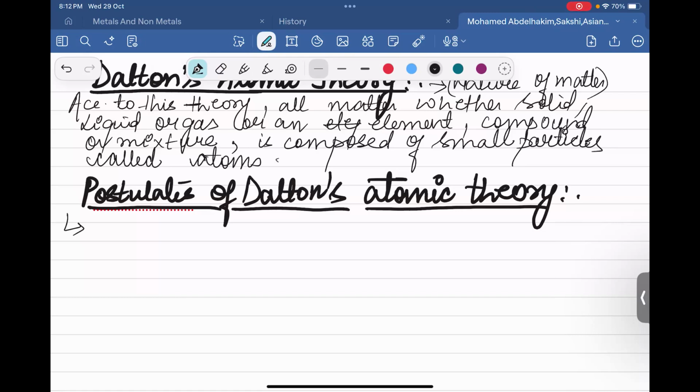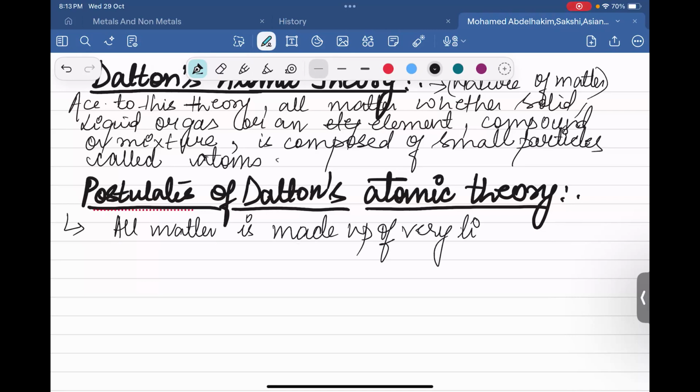So first of all, the first postulate of this theory is that all matter is made up of very tiny particles called atoms.